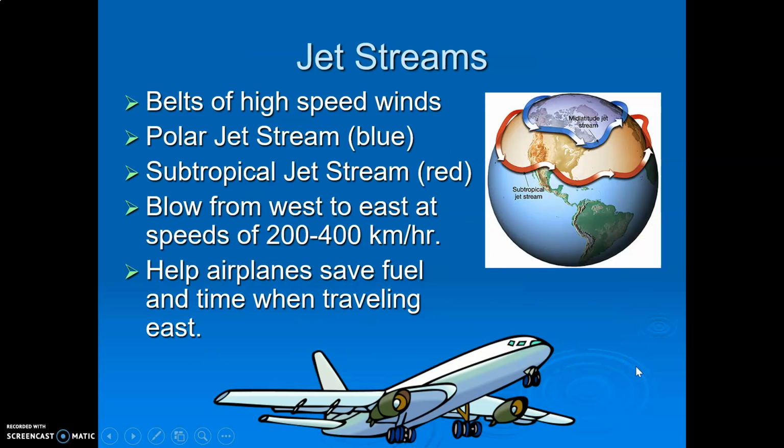Now, jet streams are belts of high-speed winds that are very high up in the atmosphere. There are two main jet streams: the polar jet stream, which is seen here in blue, and the subtropical jet stream, which is the red. They both blow from west to east at speeds of 200 to 400 kilometers per hour. They are above the surface of the earth, and that's why you do not feel them. However, when you fly, they're in that upper part of the troposphere, and planes are going to encounter these jet streams.